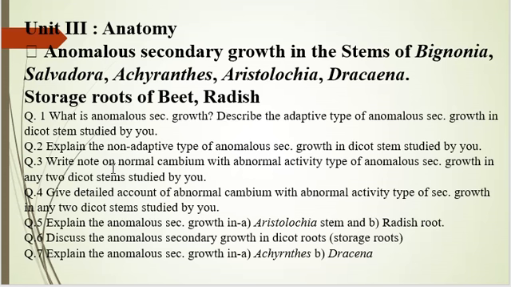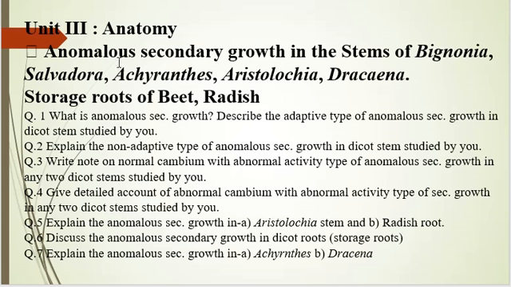The second point in your syllabus is the stem root transition, and the third point is the study of stomatal types. So today we start the first point, that is the anomalous secondary growth. Before starting the unit, first you should know about the anatomy. Anatomy is nothing but the study of internal structure of the plant.